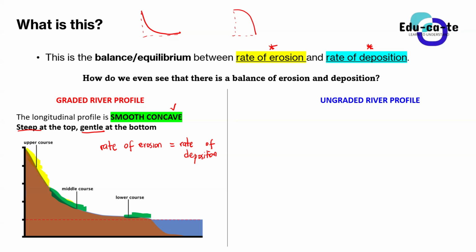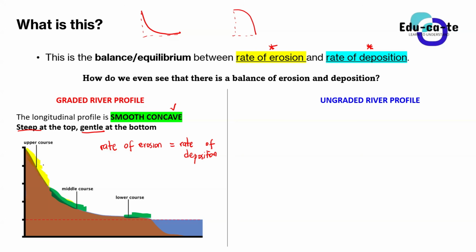That actually creates a smooth concave profile, and we say that is a graded river profile. So whenever we say that there's a graded river profile, how do we see that there's a graded river profile? We will see it with the smooth concave.